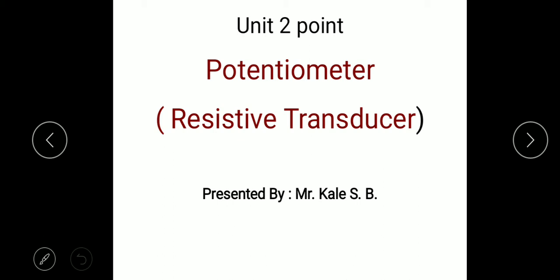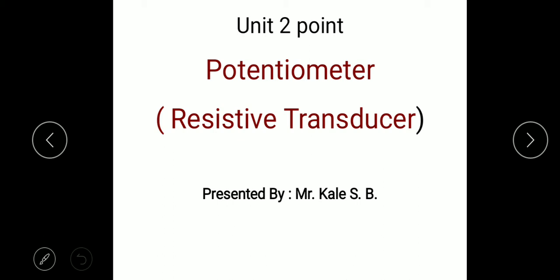The potentiometer has two types. One is the linear potentiometer and another is the angular potentiometer. So what is the purpose of the linear potentiometer and what is the purpose of the angular potentiometer? Basically the name linear means that we are going to measure linear displacement. And when we use the angular potentiometer, it is to measure rotary motion or the angular displacement of a body.